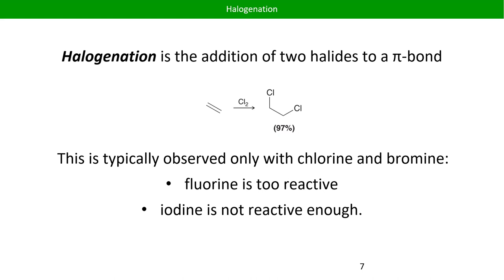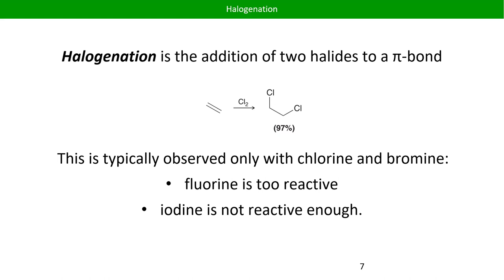We don't deal with anything with yields that high. Even that might give combustion a run for its money, depending on what you're burning. Some combustion reactions don't even have a 97% yield. So that works pretty well. It's a pretty good way if we're trying to add two halogens.